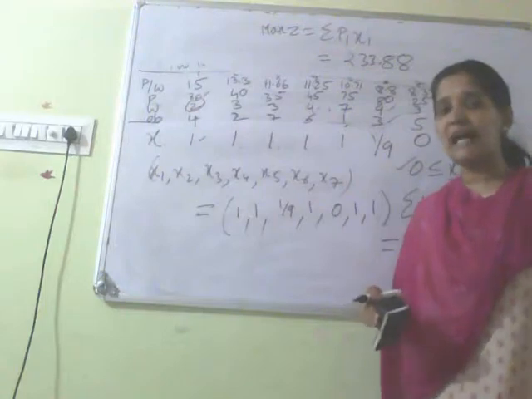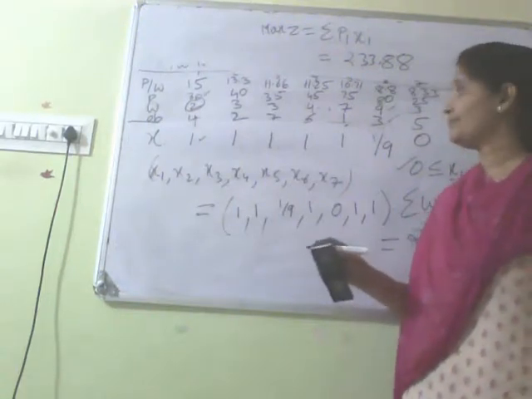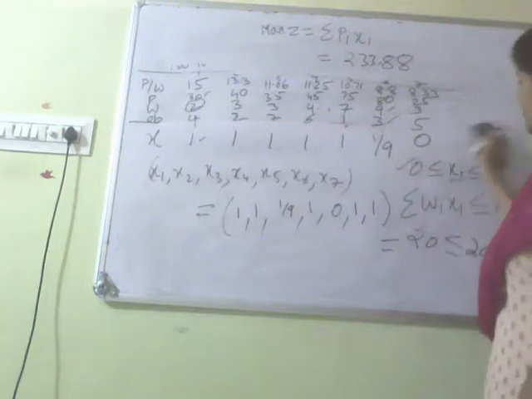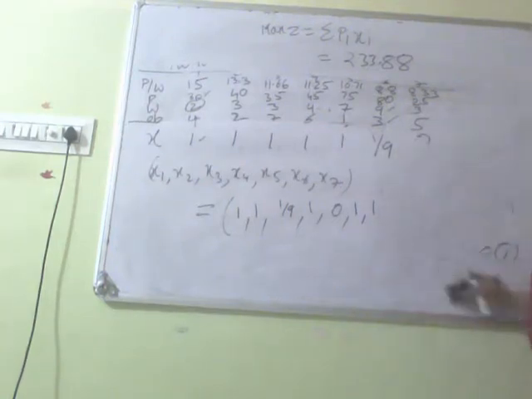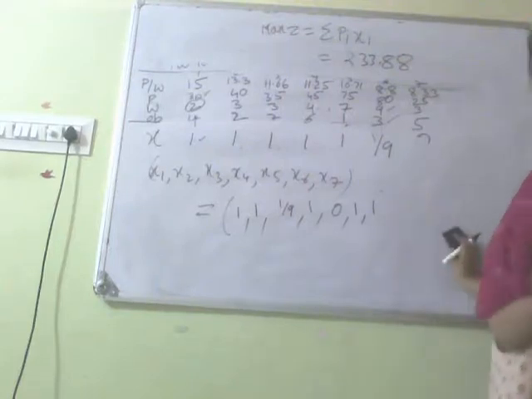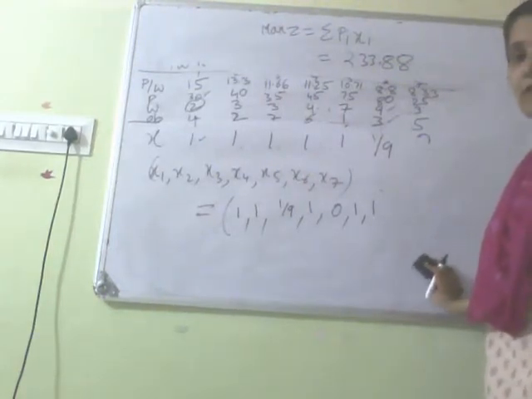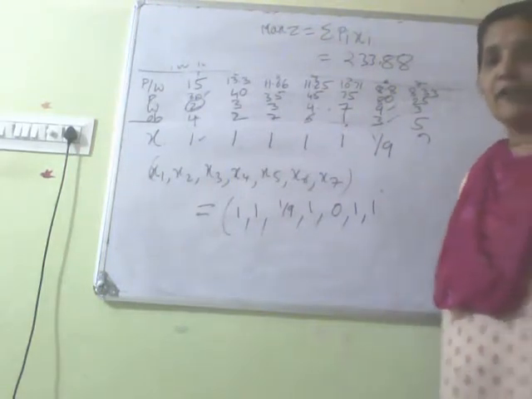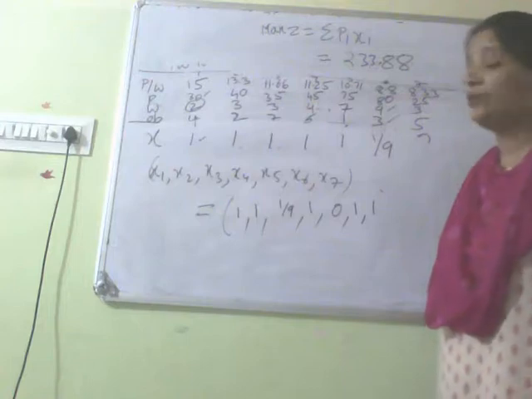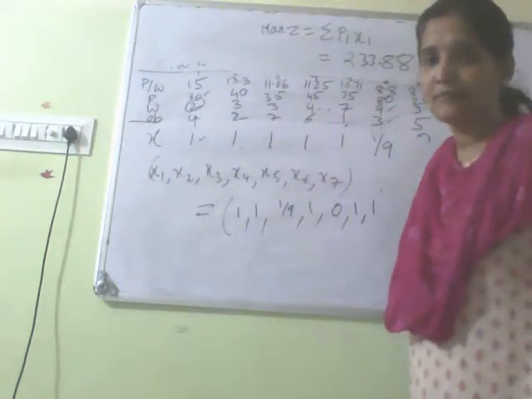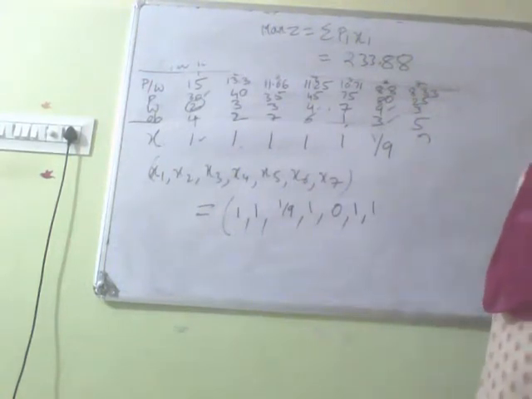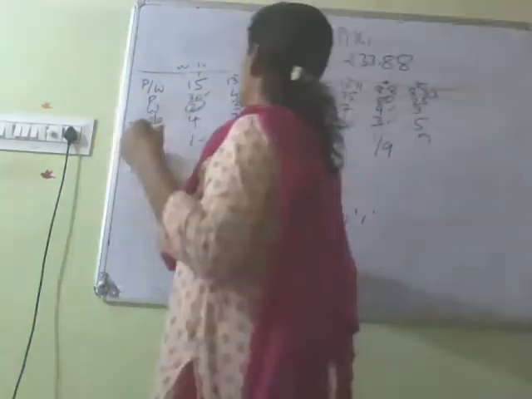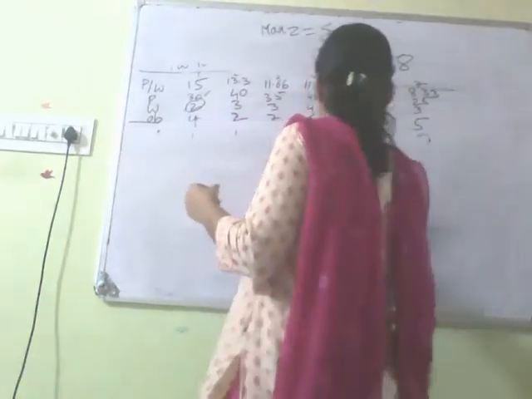So now we will see the time complexity of this knapsack. I hope all of you have completed. Whether all of you are getting the same answer? 233.88. Okay. Now take the heading, time complexity. Let us see how to find out the time complexity now.